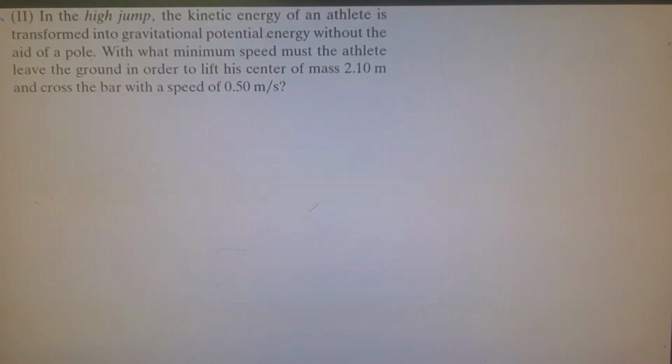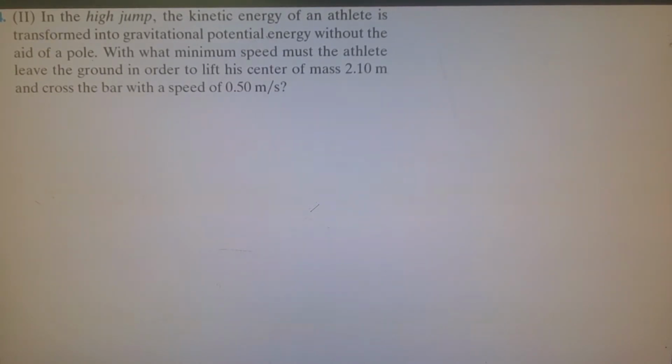This is chapter 6, problem number 34. In a high jump, the kinetic energy of an athlete is transformed into gravitational potential energy without the aid of a rope. With what minimum speed must the athlete leave the ground in order to leave his center of mass 2.1 meters and cross the bar with a speed of 0.5 meters per second?